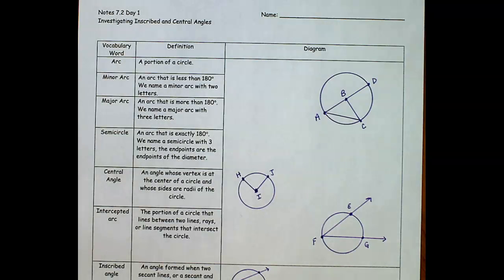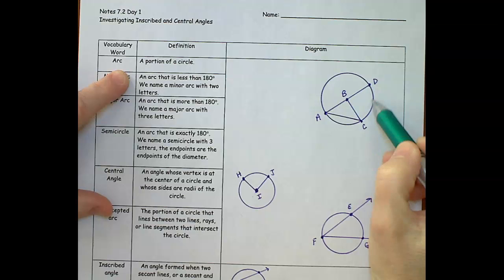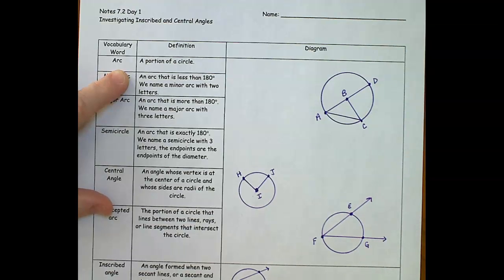All right, next, we're going to start page 12, which is 7.2, day 1. We're going to look at some definitions of some properties of circles. I drew some pictures here that go along with some of these vocab words. First word you need to know is an arc. I think you know what an arc is. An arc is any portion of the circle. So anything on the outside rim here of the circle is considered to be an arc.